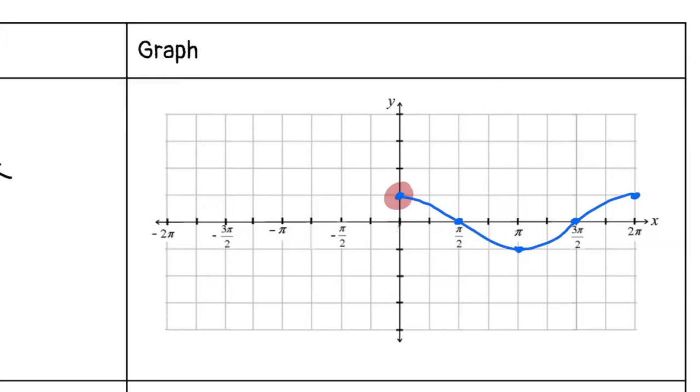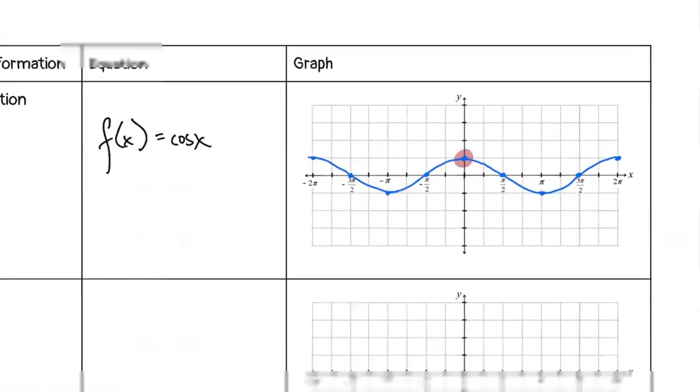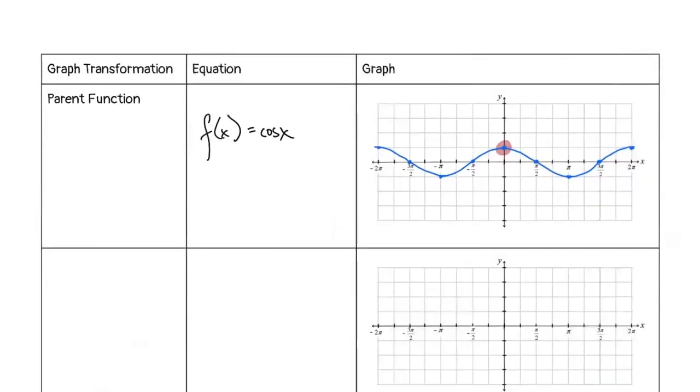All right, now, what do we do on the left-hand side of this graph? Same but reflected, right? Cosine is even. Let's take advantage of that. It's going to be mirroring exactly what we saw on the other side. All right. So we have our cosine graph.